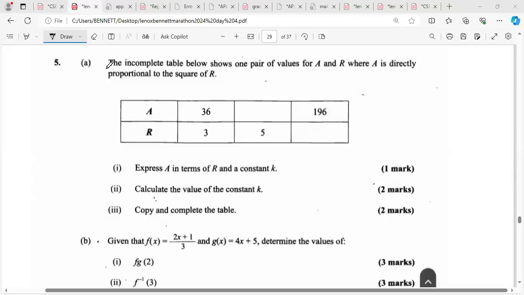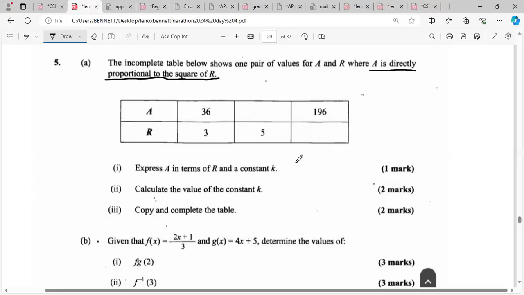Alright, so it says complete. The incomplete table below shows one pair of values of A and R, where A is directly proportional to the square of R. So that's the first thing we have to do, right? And they give us the table here, and they say express A in terms of R and a constant K. So that's what we're going to write first. Next, we're going to calculate the value of the constant K, and then copy and complete the table.